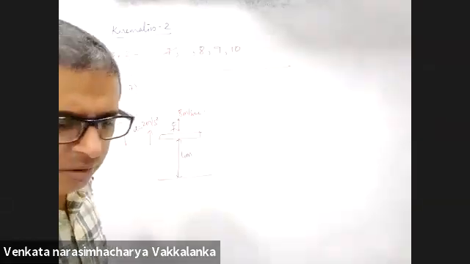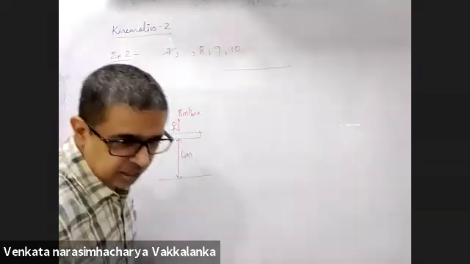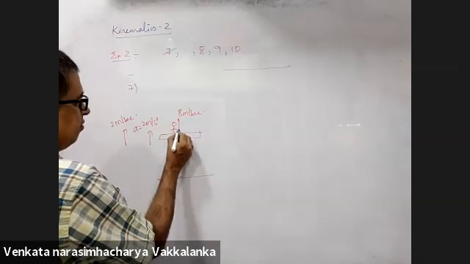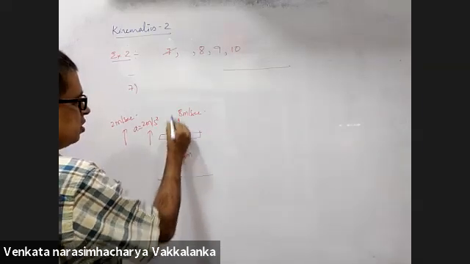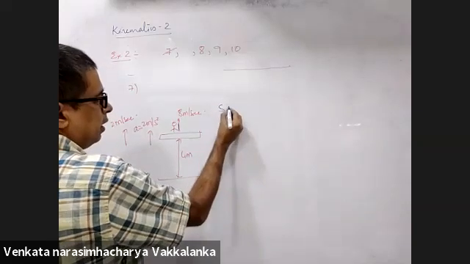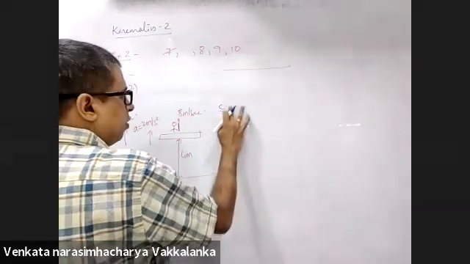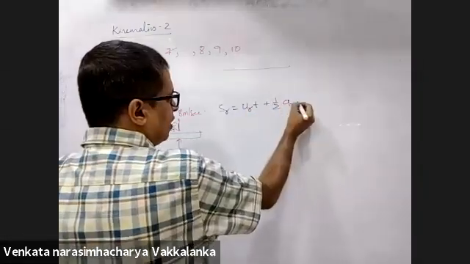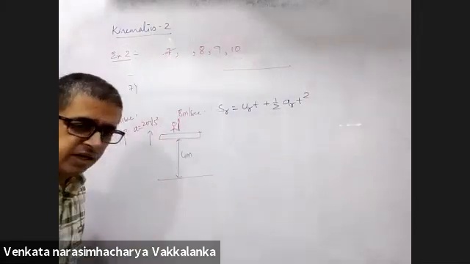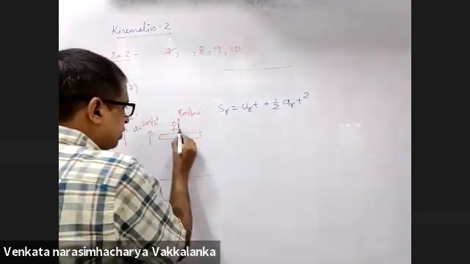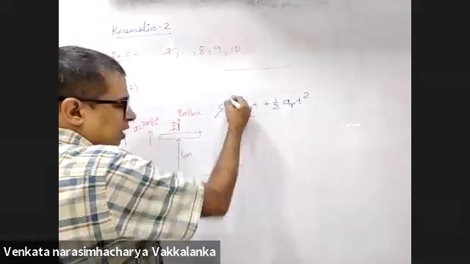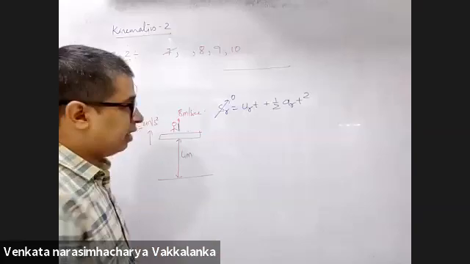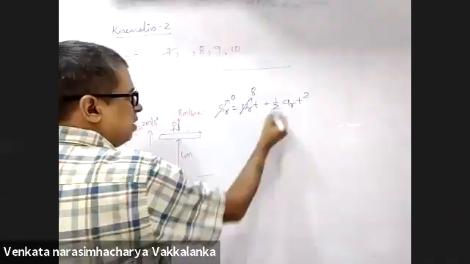Ball strikes the platform at a height of? After time t, let us say, find everything with respect to the platform. S relative is equal to u relative into t plus half a relative into t square. Everything is taken with respect to the platform. When the ball strikes the platform again, what is the relative displacement? 0. Relative velocity you gave me as 8.